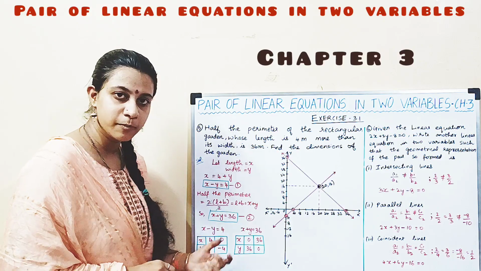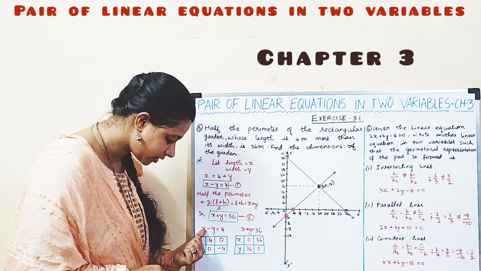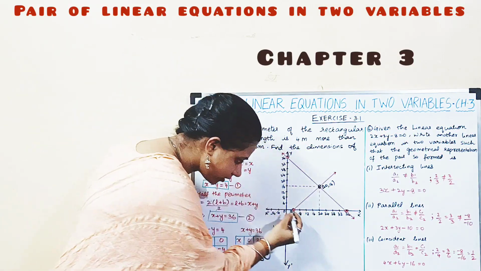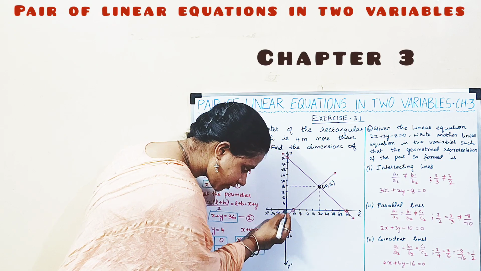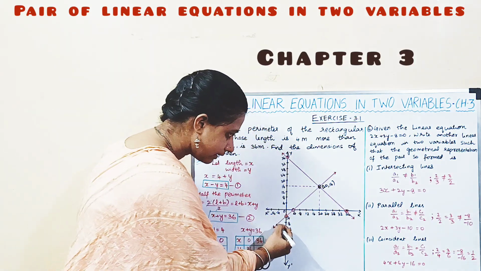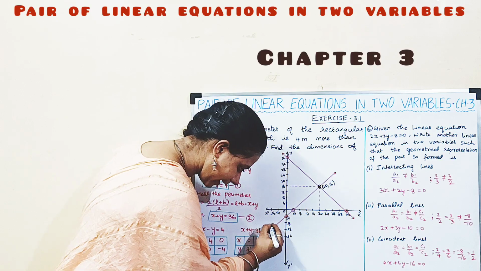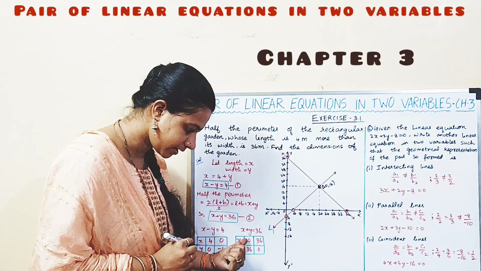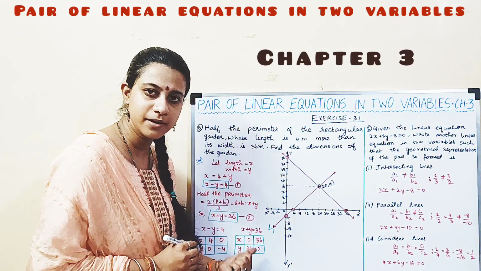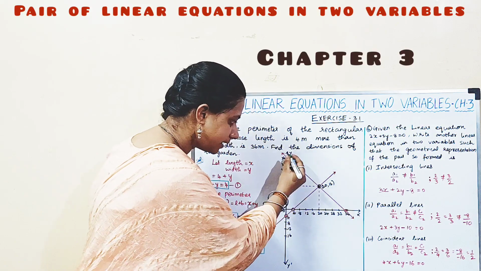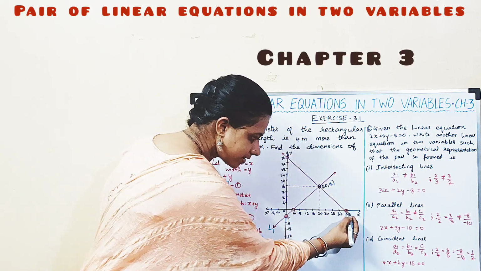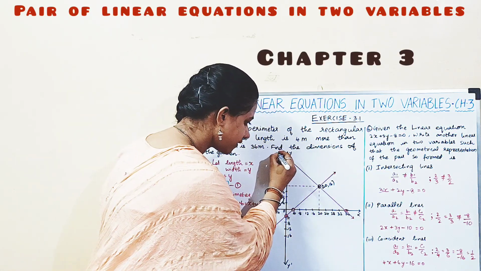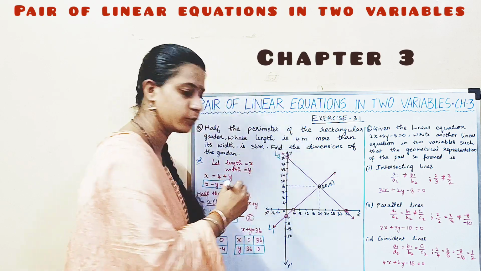Okay. So now we will plot these things on the graph. For the first equation, the points are 4, 0 and 0, minus 4. So 4 comma 0 will be here on the x-axis and 0 comma minus 4 will be here on the y-axis. Now if we join these 2 points, we will get a line. We will mark it as L1. Okay. Now coming to the second equation, the points are 0 comma 36 and 36 comma 0. So 0 comma 36 will be here on the y-axis and 36 comma 0 will be here on the x-axis. Okay. If we join these 2 points, we will get a line. Let's name it L2.